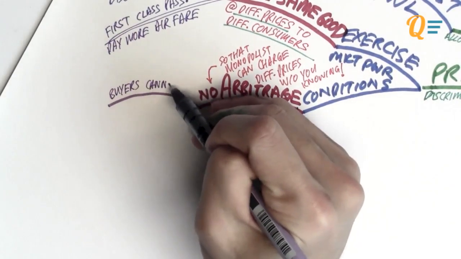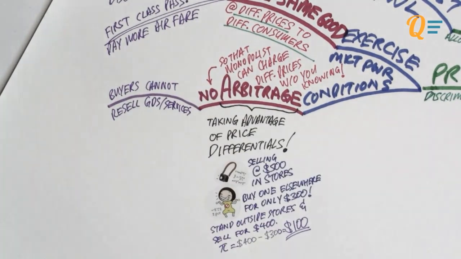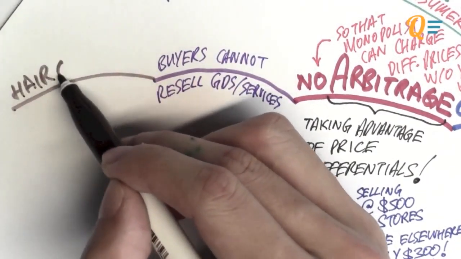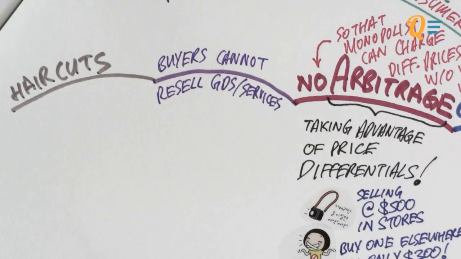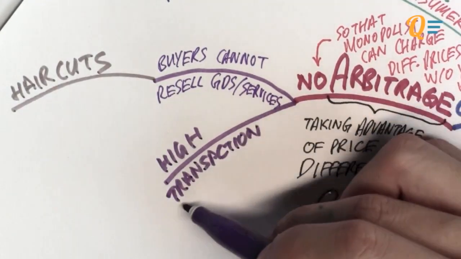Now, the first thing that needs to happen is that the buyers cannot be able to resell any goods and services that they buy. One very good example of this would be haircut services. So if I'm a student and I'm going to get maybe a good discount for a haircut, I can't pay for the haircut and then let you, somebody that doesn't get the discount, have the haircut, right? So it's untransferable.